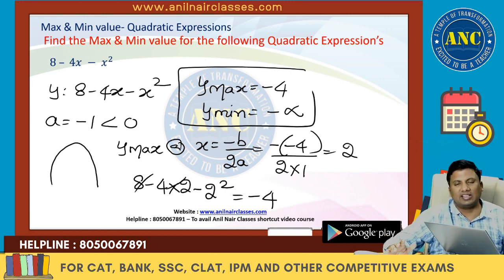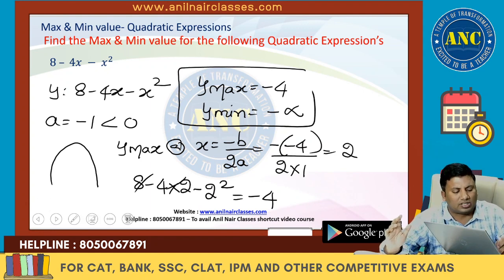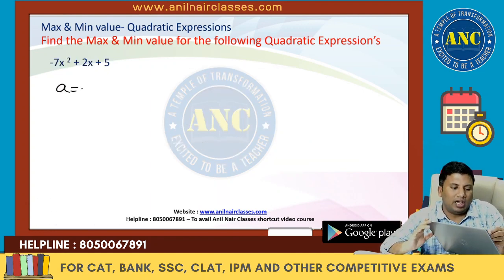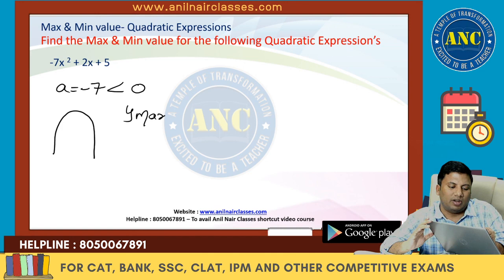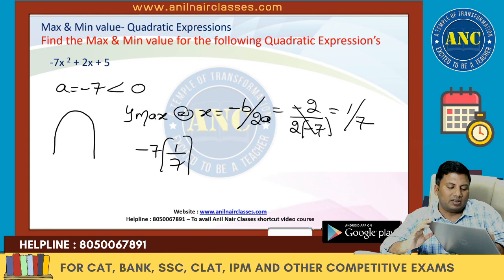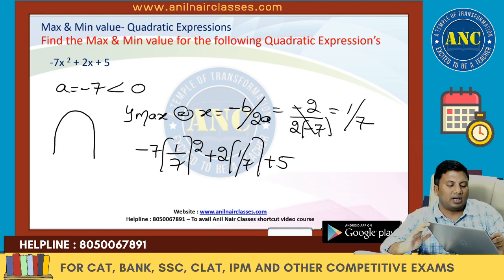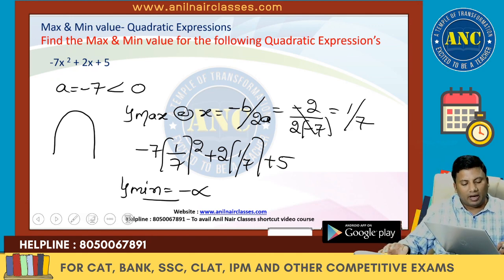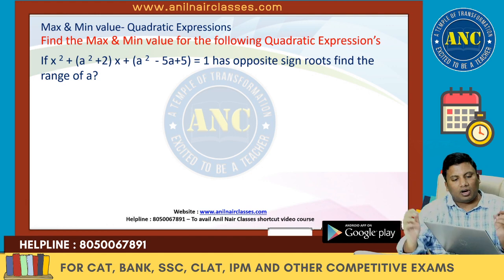I hope the idea is clear. Very, very important topic, sir. A is minus 7, less than 0. The graph will be down. Y maximum will be at x equivalent to minus b by 2a, which is minus 2 by 2 into minus 7, which is nothing but 1 by 7. So minus 7 into 1 by 7 square plus 2 into 1 by 7 plus 5. I hope it is clear. Y minimum will be minus infinity. Like that, you can solve a lot of problems, sir.